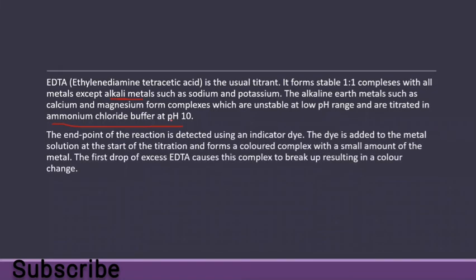The endpoint of the reaction is detected using an indicator dye. The dye is added to the metal solution at the start of the titration and forms a colored complex with a small amount of the metal. The first drop of excess EDTA causes this complex to break up, resulting in a color change.